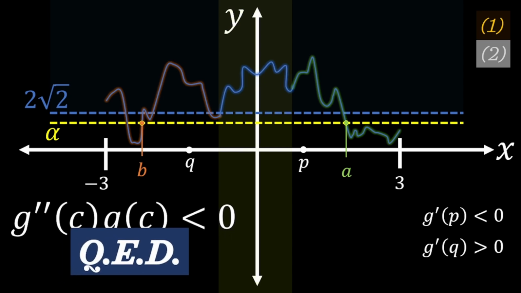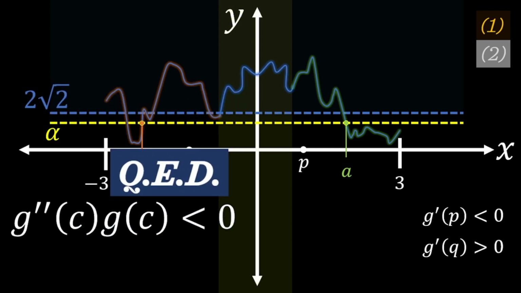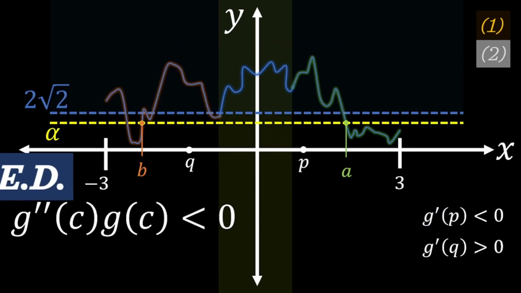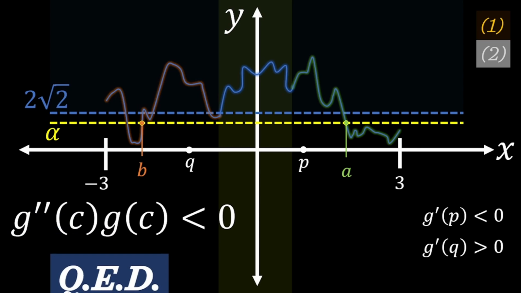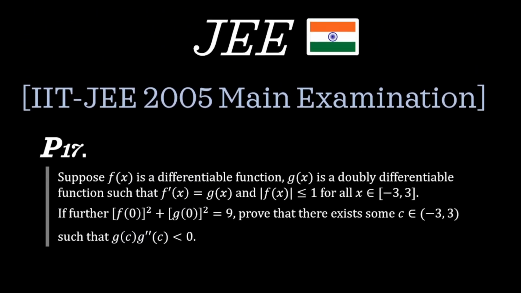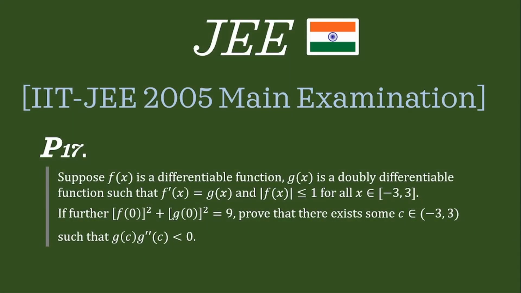QED. Whenever you see stuff like this where you have an interval from -3 to 3 and you need to find some number between -3 and 3 satisfying some condition, this heavily suggests that you need to apply LMVT at some point. So that was the motivation of using LMVT here.